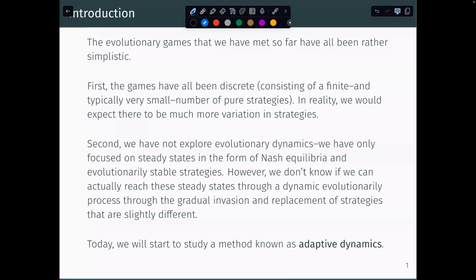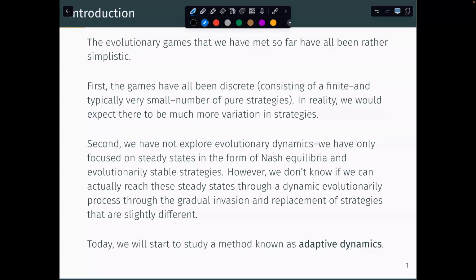Jumping straight to those steady states is a bit problematic. It presupposes that evolution is going to take you there. We want to think now about more of an adaptive process. So you think about this dynamic evolutionary process where there's a gradual invasion and replacement of strategies, phenotypes that are slightly different from each other.